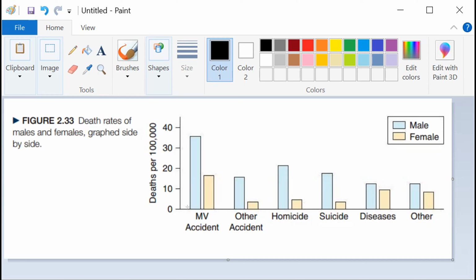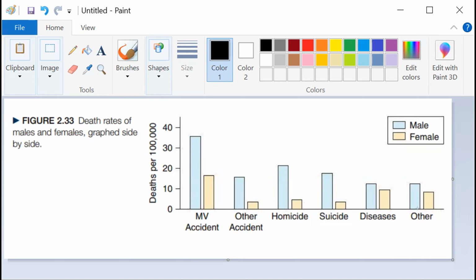You can see motor vehicle accidents, men, it's about twice as tall. Other accidents, I don't know exactly what those other accidents could be, but the bar's about 5 times as tall for men versus women. Homicides, maybe, whatever, about 4 times as tall. Suicides. The only things that are relatively equally likely are diseases and other.